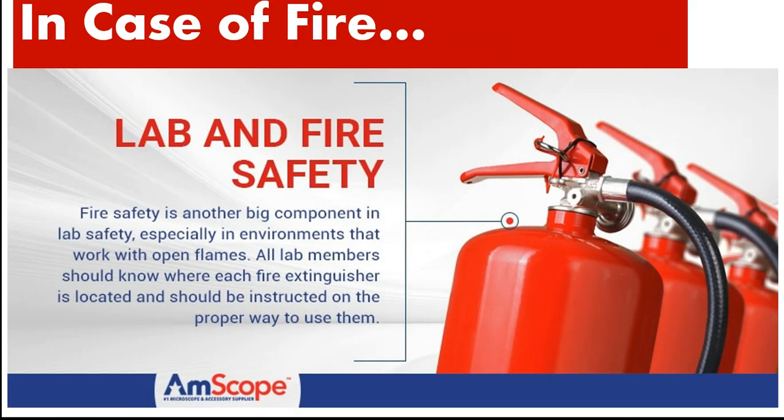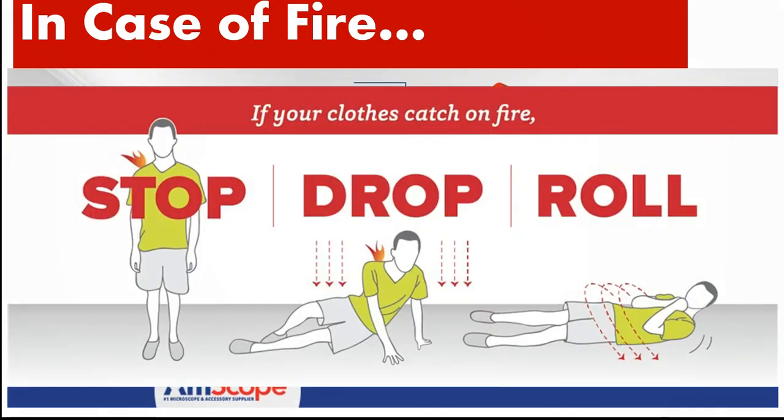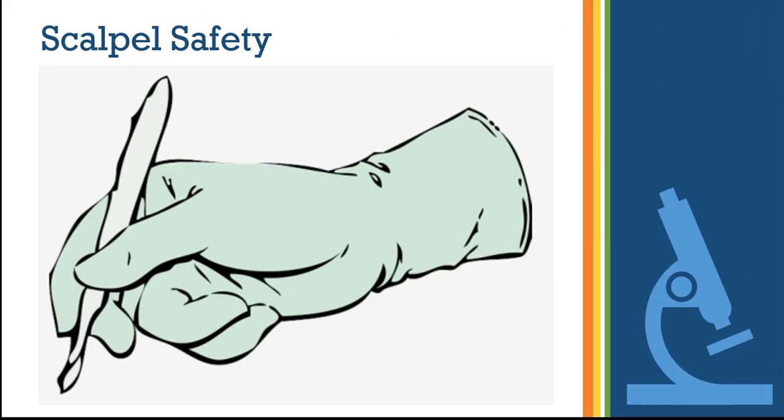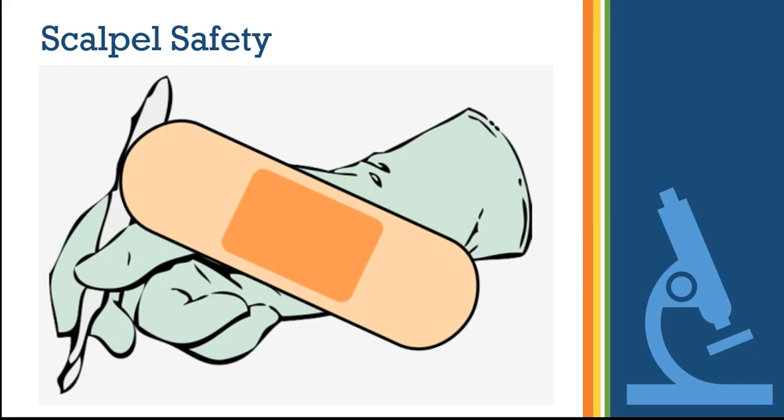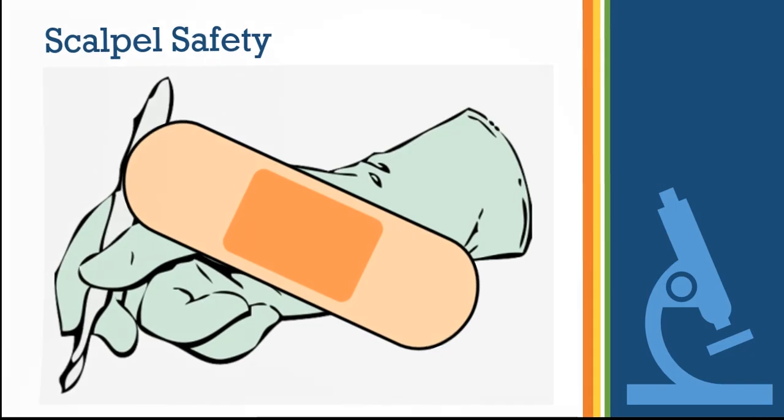All right, in case of fire, you probably have fire safety instruction at your own home. Stop, drop, and roll. And then in biology, you will need to know how to be careful with a scalpel because you can cut yourself. The scalpels we use to dissect biological specimens are the same scalpels surgeons use in the surgery room, okay? So we don't want to have to use any Band-Aids around here.